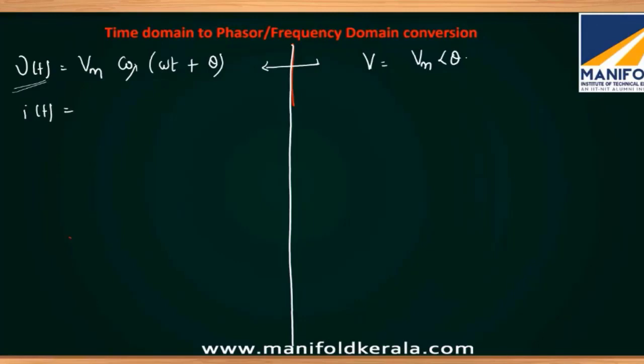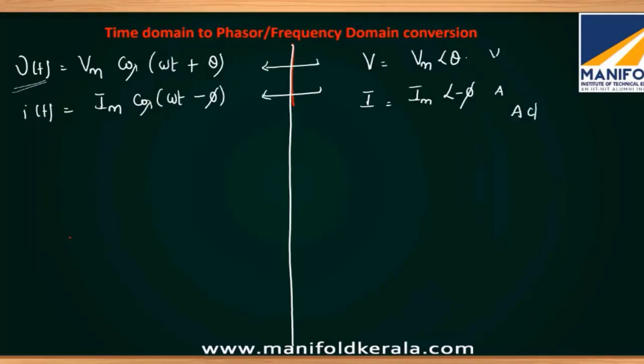Similarly, i(t) = Im cos(omega t minus phi). What will be the phasor representation for this? We write capital I = Im at an angle minus phi. This is so many volt and this is so many ampere. In these two cases, we have represented the actual phasors.